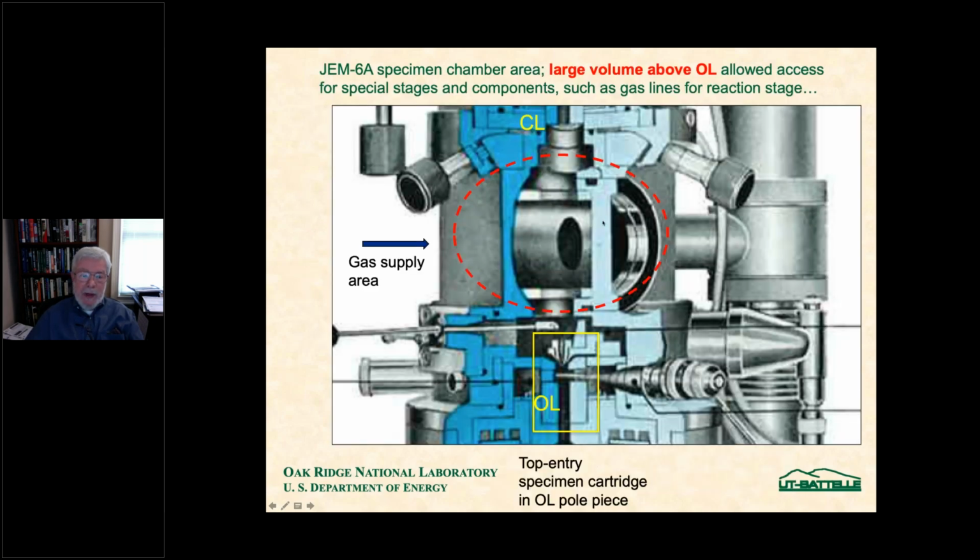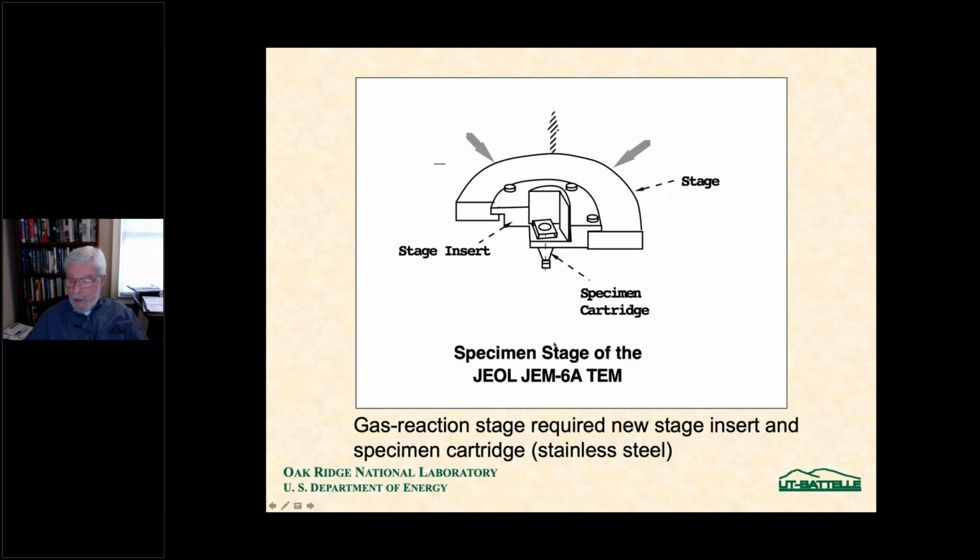But it did have a large volume that was set above where the specimen cartridge fit in through an airlock, that we could supply gas into and put other attachments and so on. That was a feature of this microscope, and it had a top entry specimen cartridge in the objective lens pole piece. So to do in situ work, we made an adaptation for the stage of the microscope where we could put this little insert with our own specimen cartridge in.